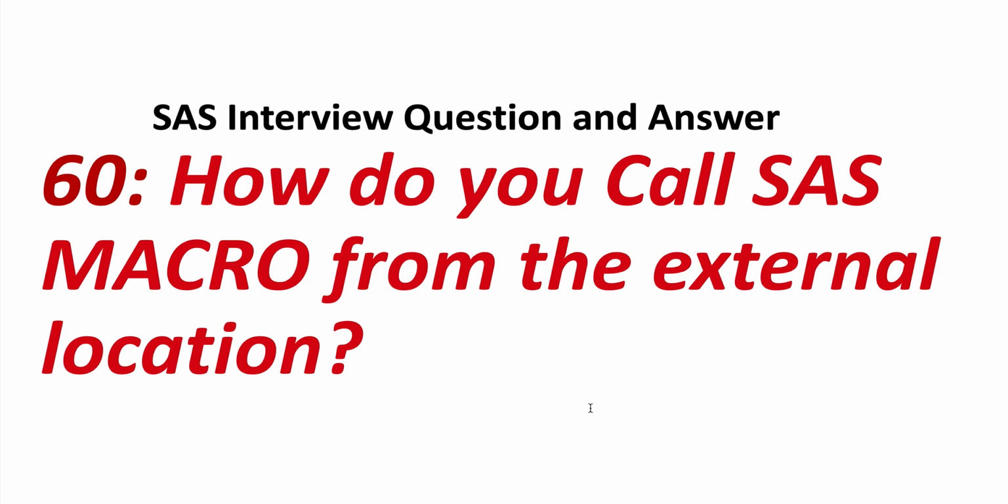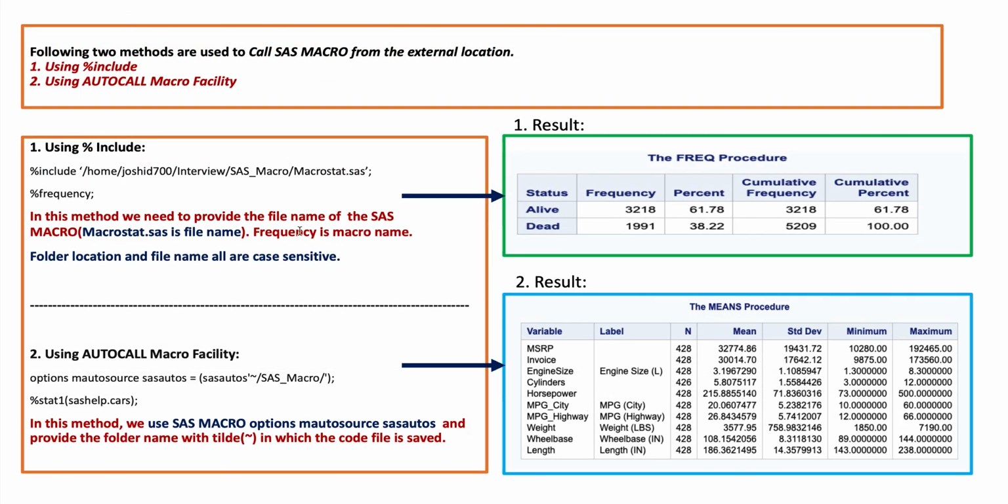SAS interview question and answer. Question number 60. How do you call a SAS macro from an external location? This question is asking that if the given SAS macro is stored in a different folder, then how can you call the SAS macro from that external location? The following two methods are used to call a SAS macro from an external location. First one is using %include. Second one is using the autocall macro facility.